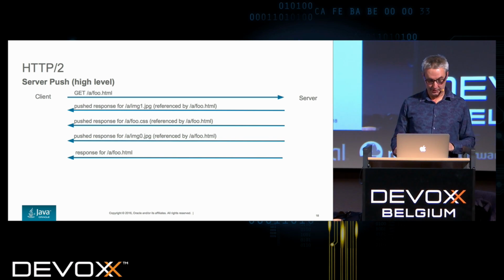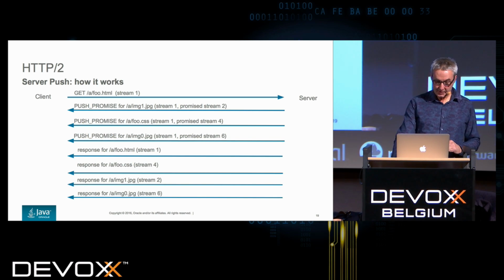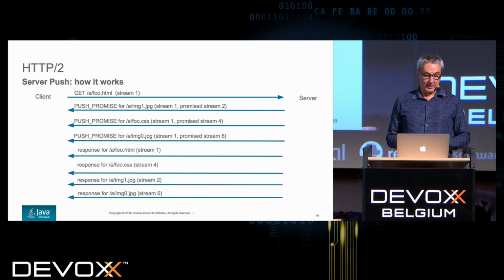Now, as I said, that's a high-level view. What actually happens is slightly more complicated, which we'll see in the next slide. It's actually a 2-stage process. What happens first is when the server receives the request, it sends push promise frames back to the client saying, okay, I have this resource and I'm going to send it to you unless you say you don't want it. So those push promises inform the client that these resources are on the way if you want them.